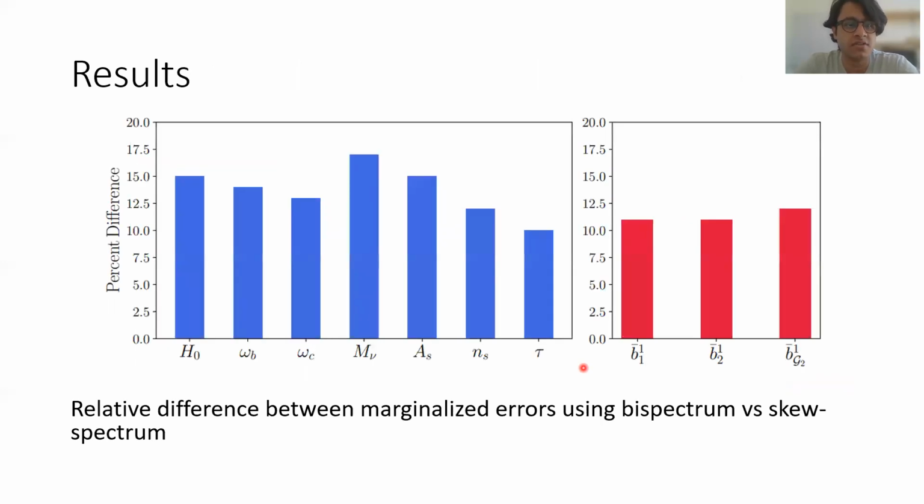So here are our results. In this bar chart, I'm showing the relative difference between the skew spectrum and the bispectrum for the marginalized errors on each parameter. So as you can see, the cosmological parameters do very well. The relative difference is consistently under 17%, and for the biases, it's consistently under 12%. The only exception to this is A short, which showed a relative difference of 50%.